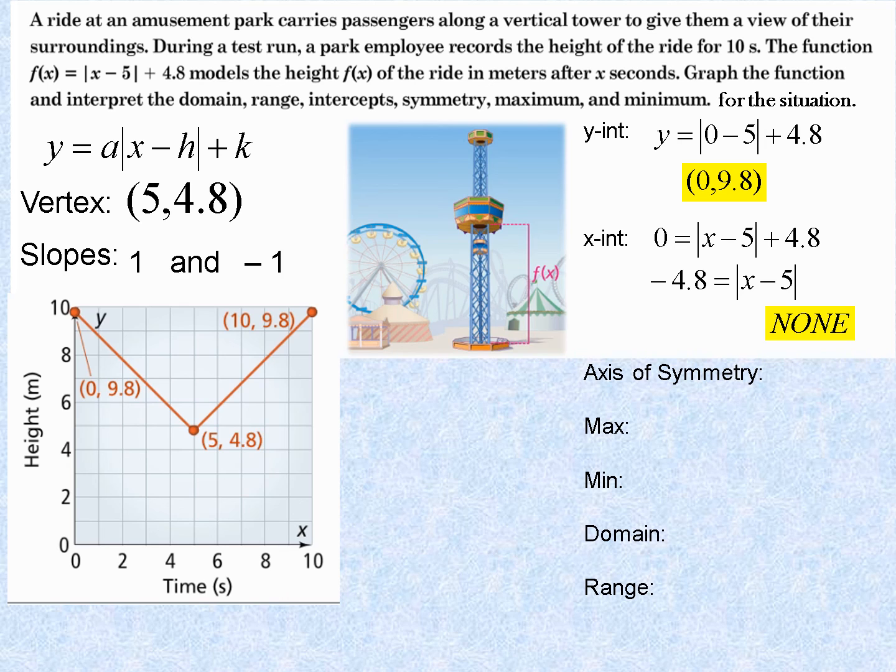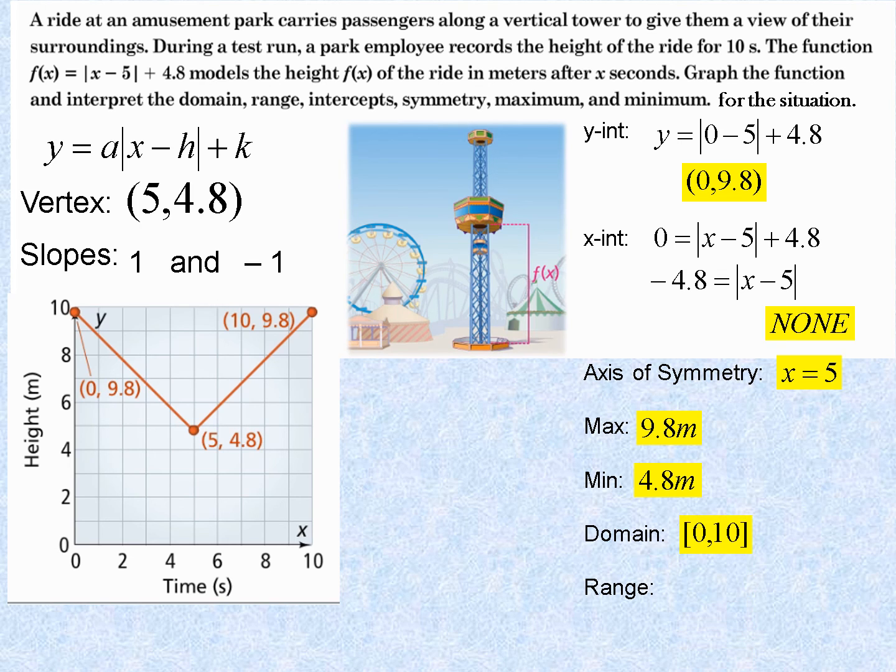All right. Axis of symmetry, that goes straight through the vertex. Remember, that's x minus h. So that's x equals 5. The maximum height that's ever going to hit, which is what we just talked about, is 9.8 meters. Okay, so after 10 seconds or at 0 seconds, the highest it's going to go is 9.8. The minimum, well, the minimum is the k value, so it's 4.8.